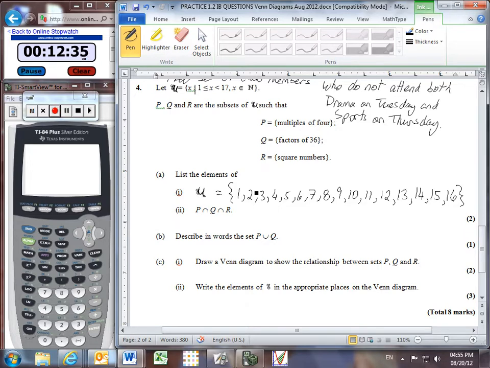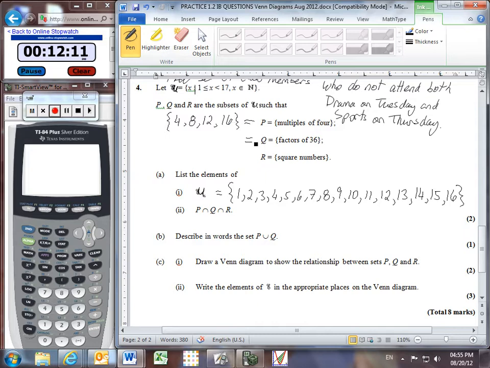So I don't really have room for it here, so I'm going to do it on this side if you don't mind. So we're going to go through all of the multiples of 4, and the smallest multiple of 4 in the universe is 4, and then we've got 8, and 12, and 16. Those are all of the 4 multiples of 4 within our universal set.